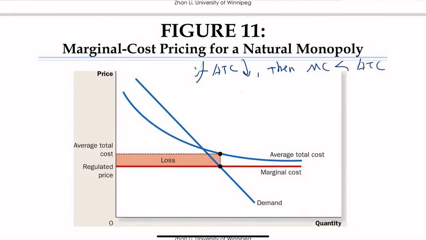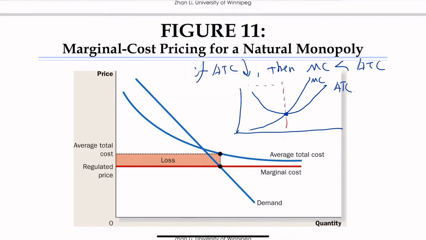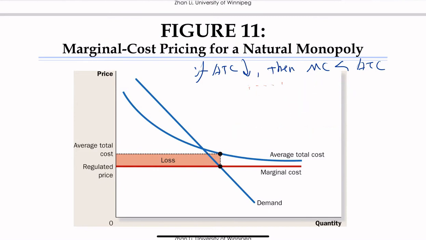How do you get this? Well, we learned in the previous chapter that the ATC curve looks like this, and the marginal cost curve crosses the average total cost curve at its lowest point. So it means that on the left side of this picture, you can see that average total cost is decreasing. And indeed, we can see that marginal cost is smaller than average total cost, right? So that's how you get this result, that is by the picture.